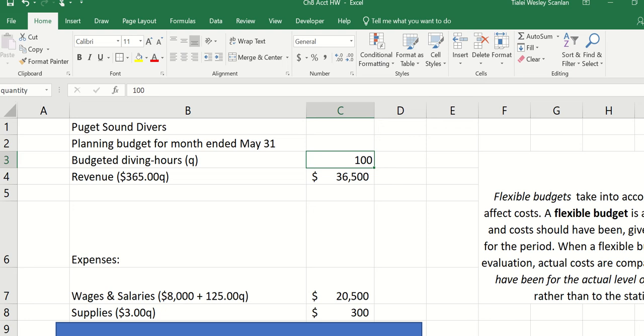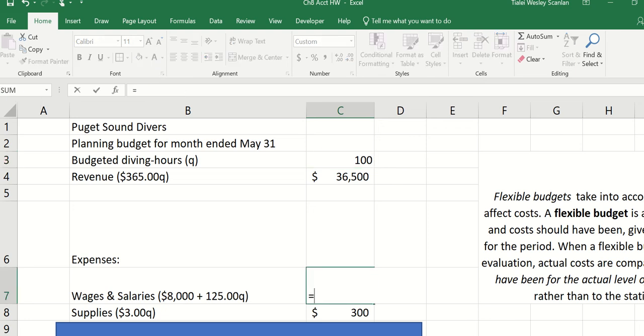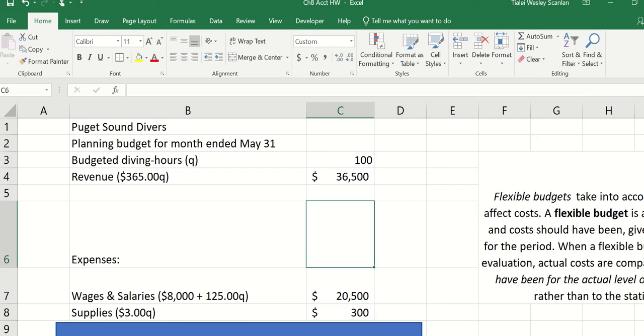Every time I see a Q, and the numbers that are hard-coded or fixed, I can just type those in. And be careful with your parentheses. I want to do 125 times the quantity, but I'm not going to type in 100. I don't want to hard code that because that quantity could change. So I'll refer to this quantity, or I could even type in quantity. And then for the supplies, I do $3 times quantity. Excel already recognizes that I've named that cell, and that would be 100.